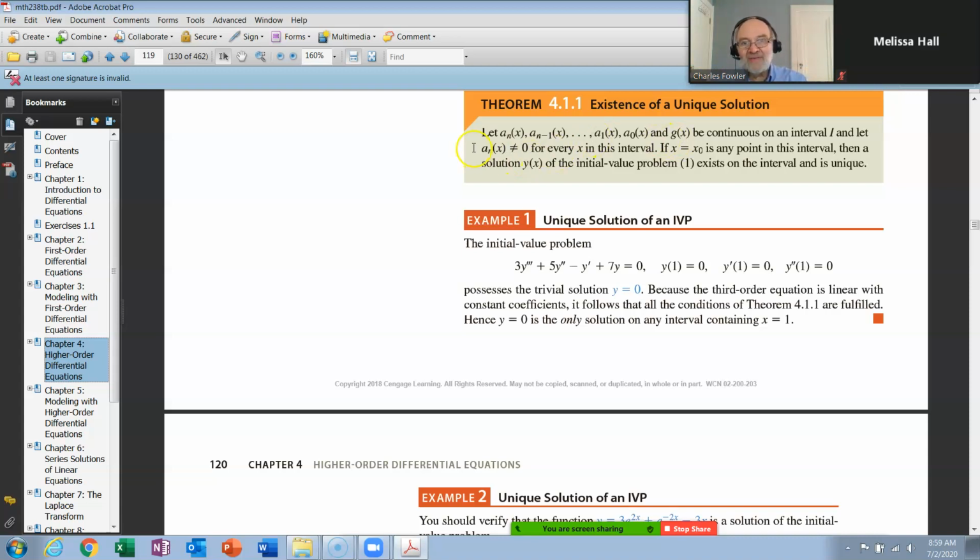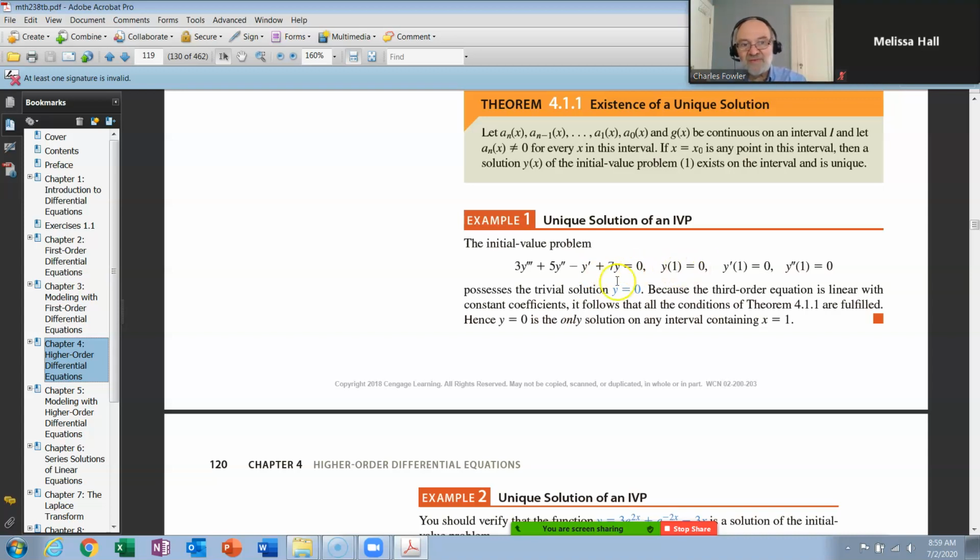Now, a sub n of x is not 0, of course. A sub n is the constant 3. These a's are not 0, but they are continuous. That's a constant 3, a constant 5, a constant -1, a constant 7. The g is the constant 0, is what I was meaning to say.